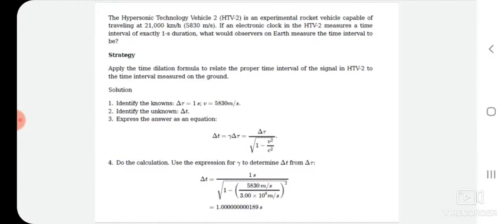The time dilation is 1.89 into 10 to the power of minus 9 second. Means the time interval delta t is equal to 1.89 into 10 to the power of minus 9 second. Means by using this time dilation expression or equation, we can find out the time dilation or the time interval between two events observed by an earth based observer and a vehicle based observer.